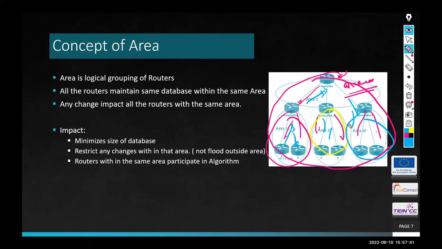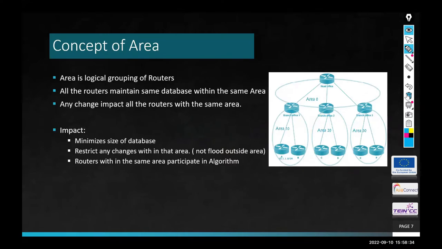So what is the impact if you divide into multiple areas? Actually, it will minimize the size of the database. As I said, when you have a big database, it is CPU intensive to find the shortest path, and it's overhead, right? When you divide it into smaller groups, it is easier to identify the shortest path, right? Also any changes are restricted within the area, not flooded into other areas. And the SPF only participates within the area, not with the other areas. So that's actually the main reason why we configure different areas.